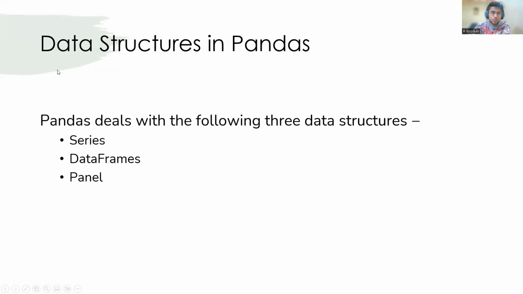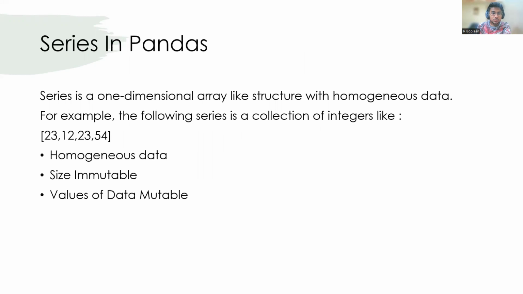Okay, so our next topic is what are the data structures in pandas. Basically there are three data structures that pandas deals with. The first one is series, the second one is data frames, and the third is panel. So series, what are series? Series is a one-dimensional array-like structure with homogeneous data. This is a very important word, homogeneous. We can't write integer and string data types in the same series. That's the disadvantage.